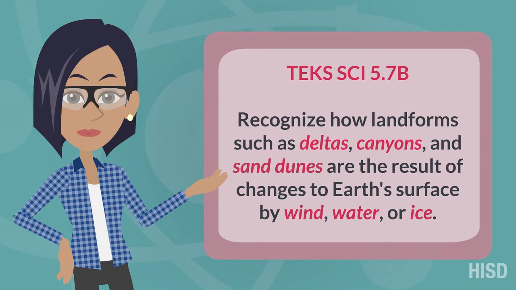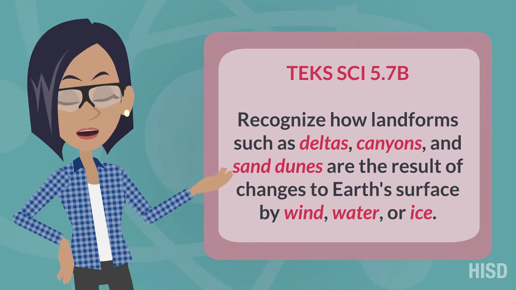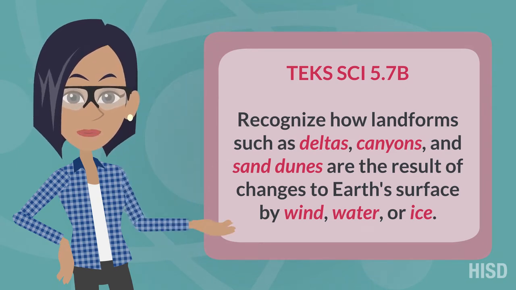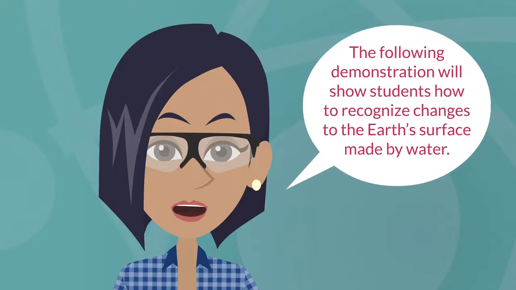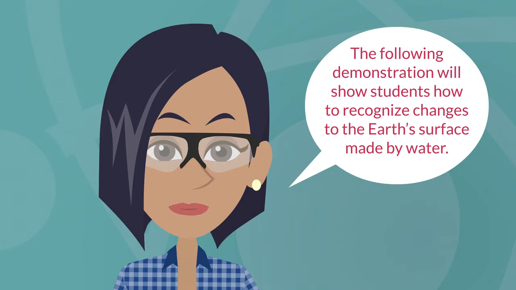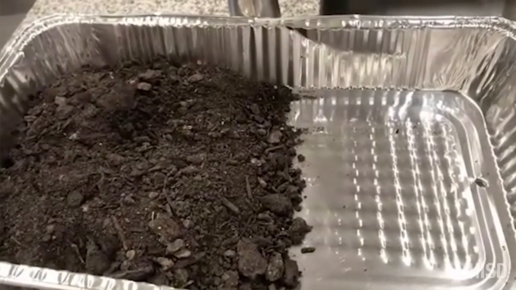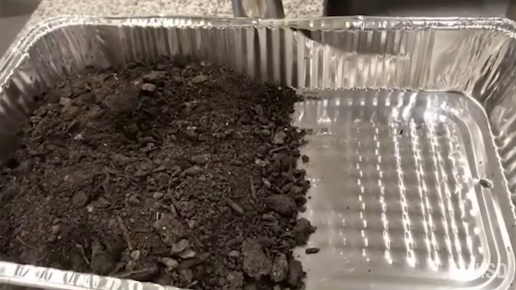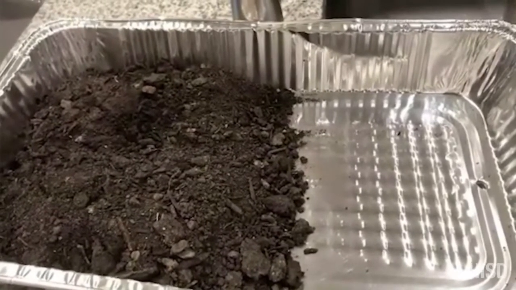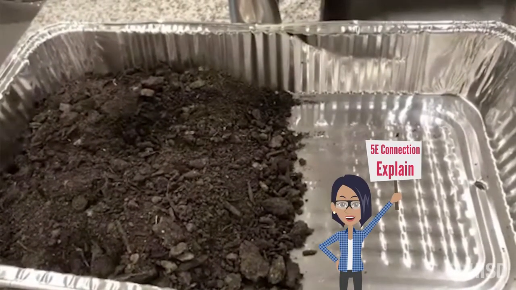Recognize how landforms such as deltas, canyons, and sand dunes are the result of changes to Earth's surface by wind, water, or ice. The following demonstration will show students how to recognize changes to the Earth's surface made by water. You will observe how water can pull soil apart and carry it away as it empties into a water source. This is an example of water erosion.